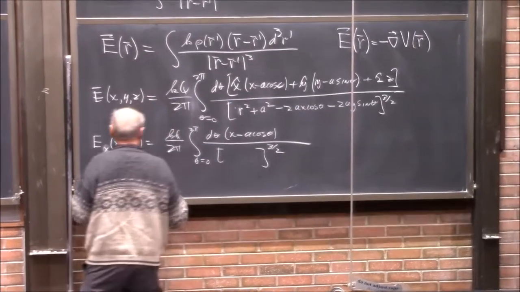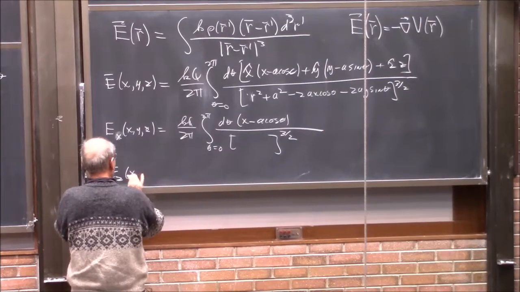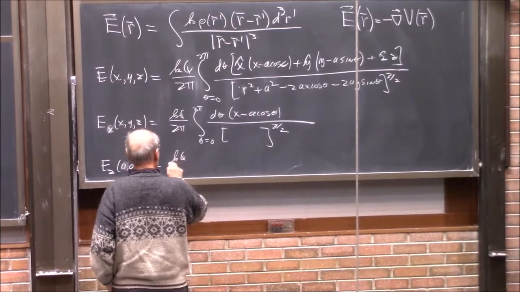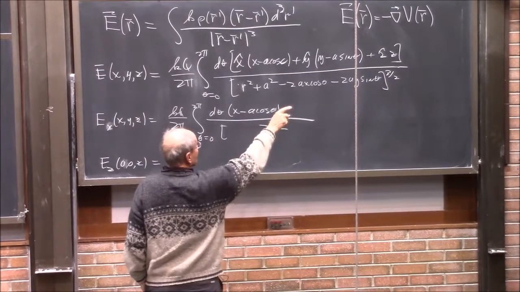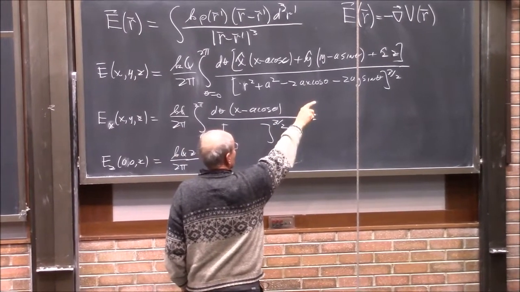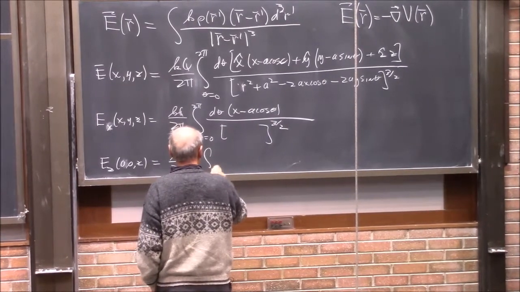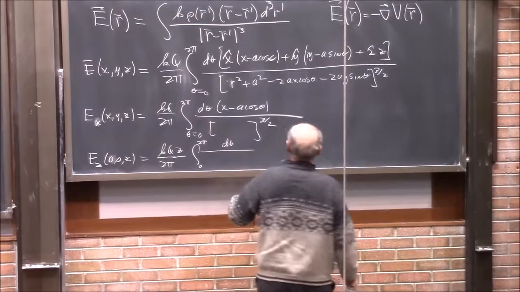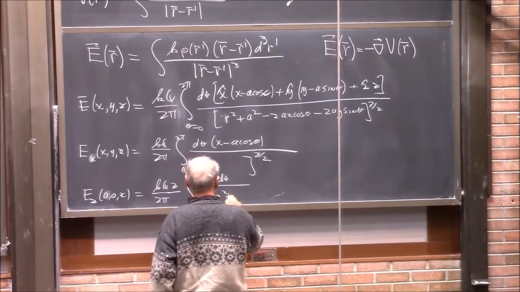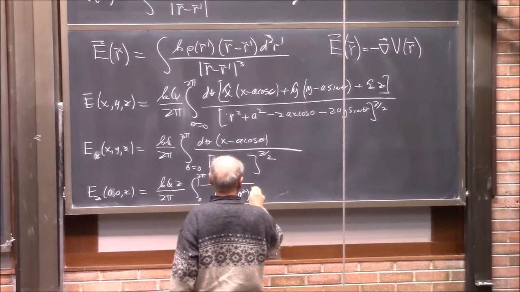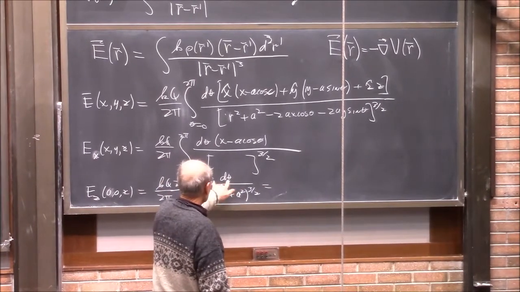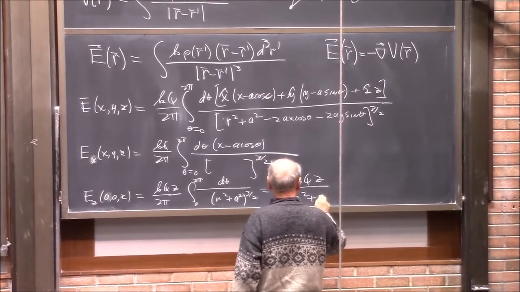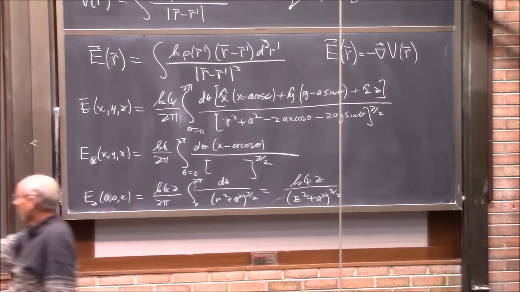Just for fun, let's write down Ez at 0, 0, z. Problem we just did over there. So you get kq over 2 pi times z, because z is a constant with no thetas involved, times the integral from 0 to 2 pi of d theta over, now, x and y are 0, so you get r squared plus a squared to the 3/2. But that's a constant. That integral is 2 pi. So you get kqz over z squared plus a squared to the 3/2, as we got over here.